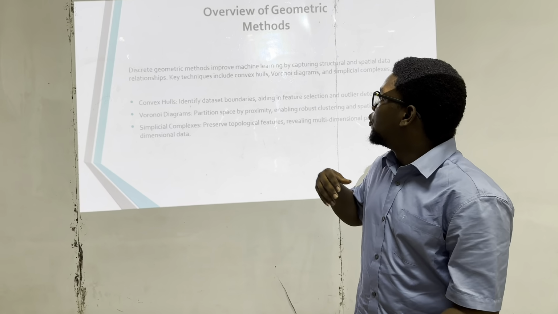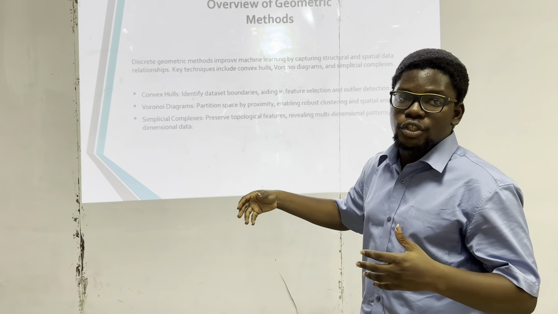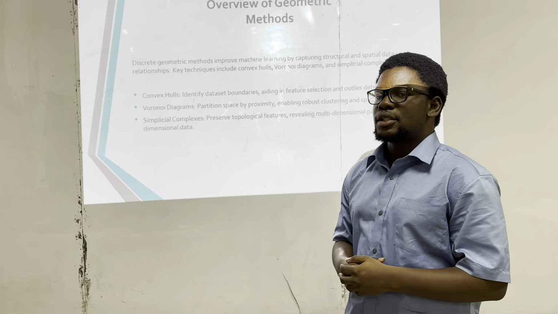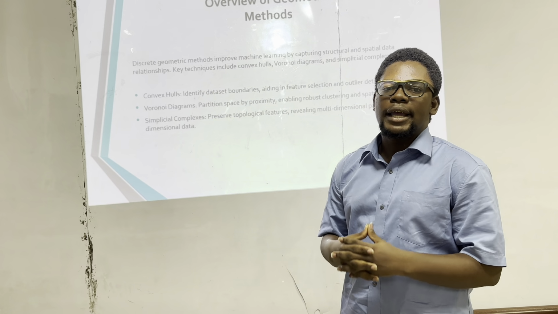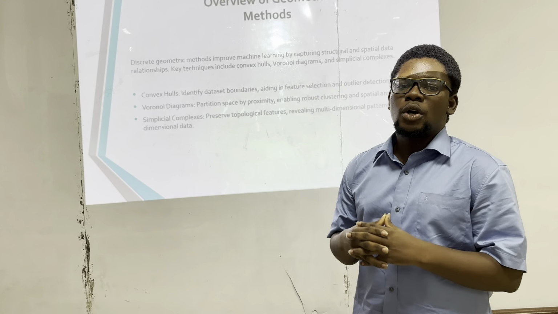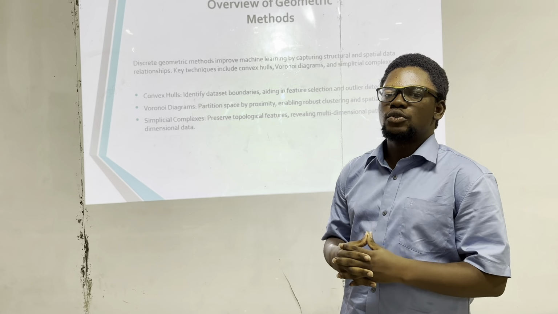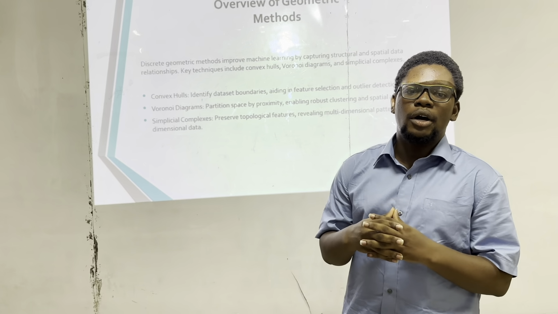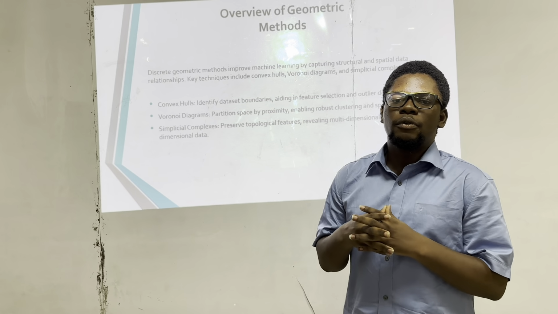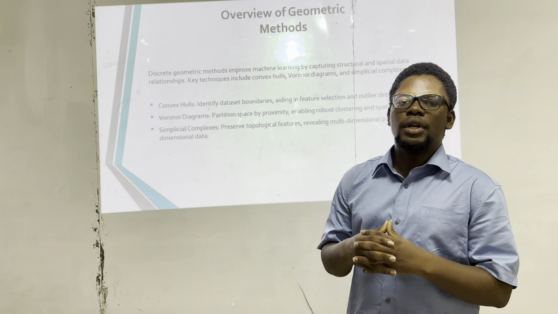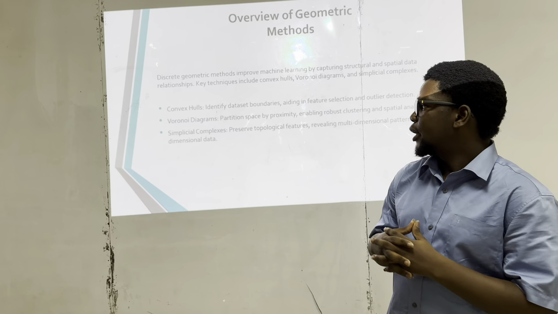Okay, so moving on to the overview of the geometric methods we used in our research. Let's take the first one, which is convex hulls. Convex hulls define the smallest convex set enclosing a data set. They are especially useful for feature selection, helping identify the most relevant points on the data set's boundary. They also play a critical role in outlier detection, providing insights into how data points relate to the overall structure of the data sets.